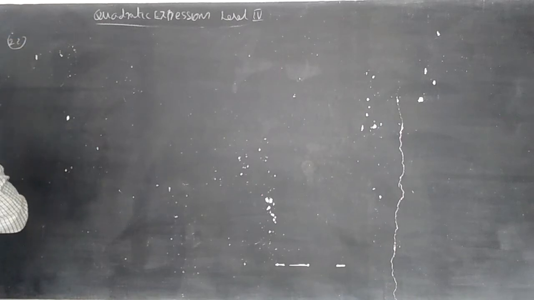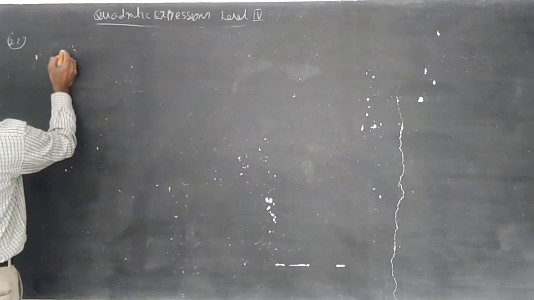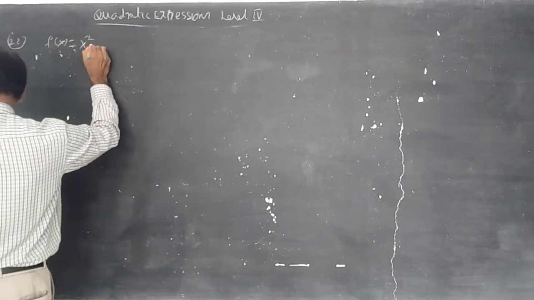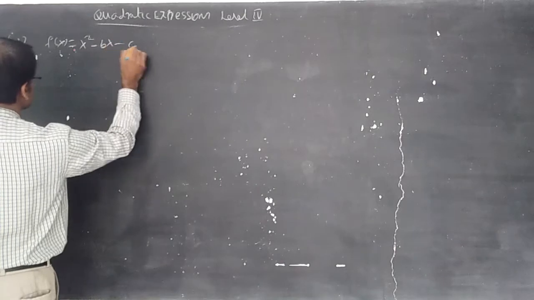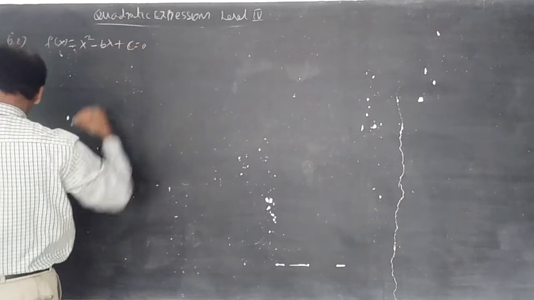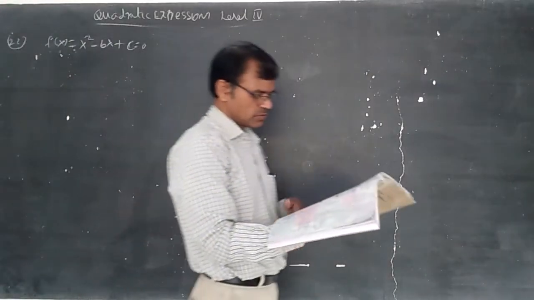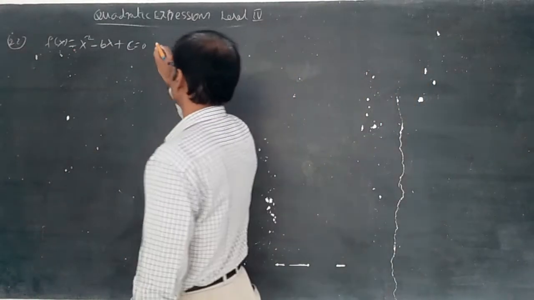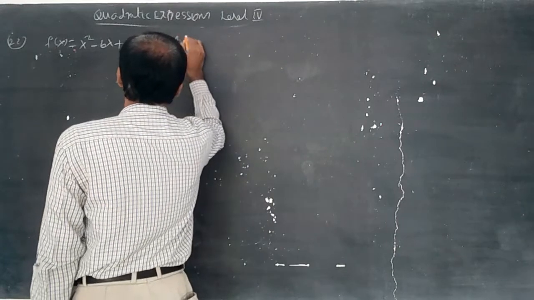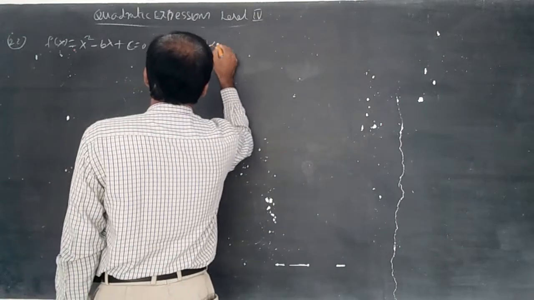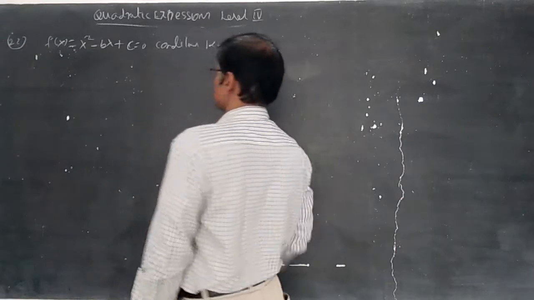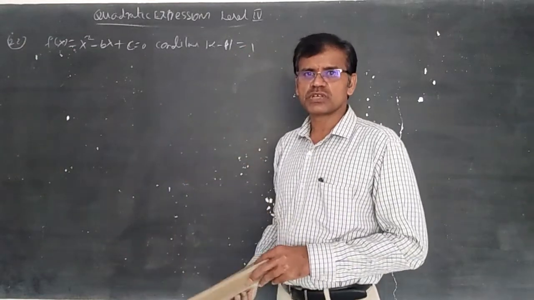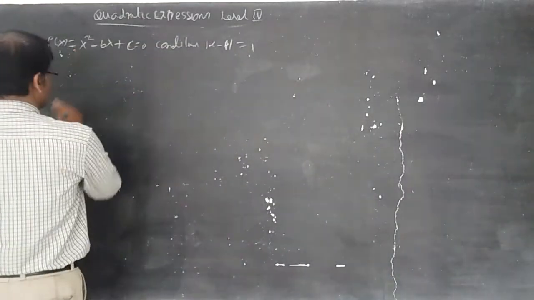If the roots of the quadratic equation x square minus bx plus c is equal to 0 are 2 consecutive numbers, then b square minus 4c equals 1. That is the condition. We have already done the sum in the earlier level. Modulus of alpha minus beta is equal to 1 because the roots are consecutive numbers.